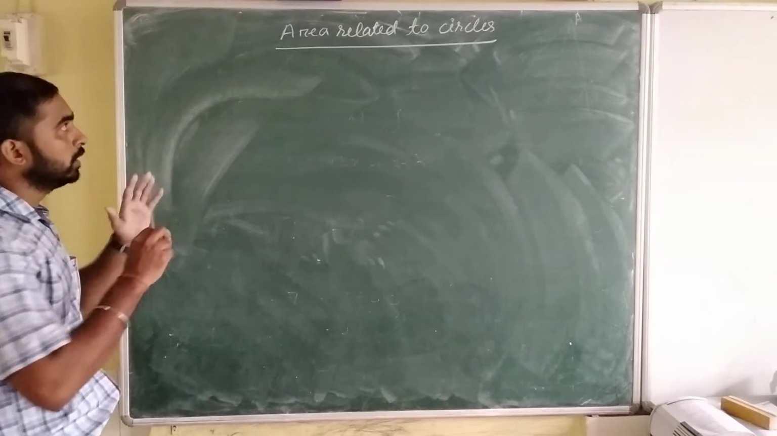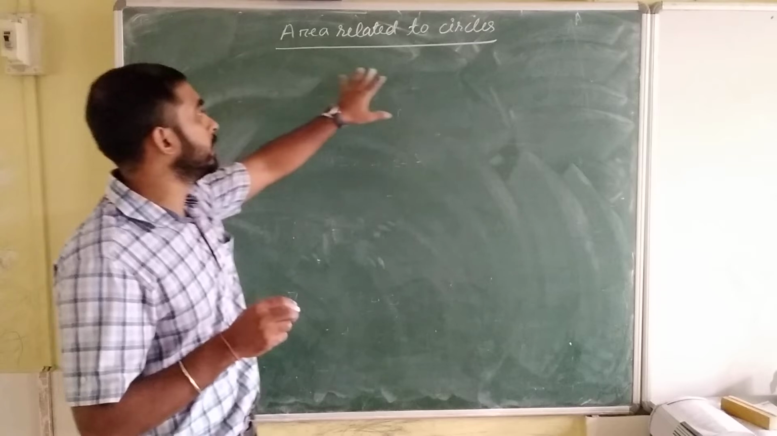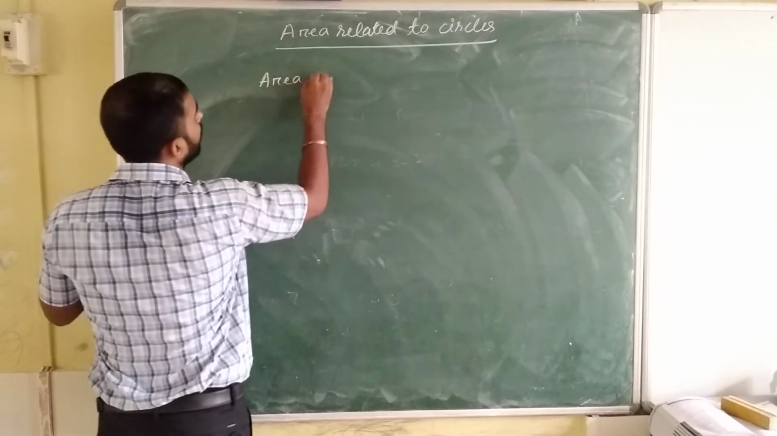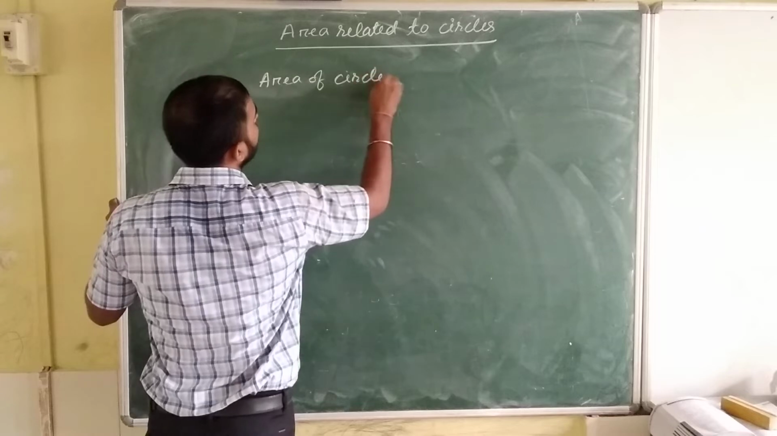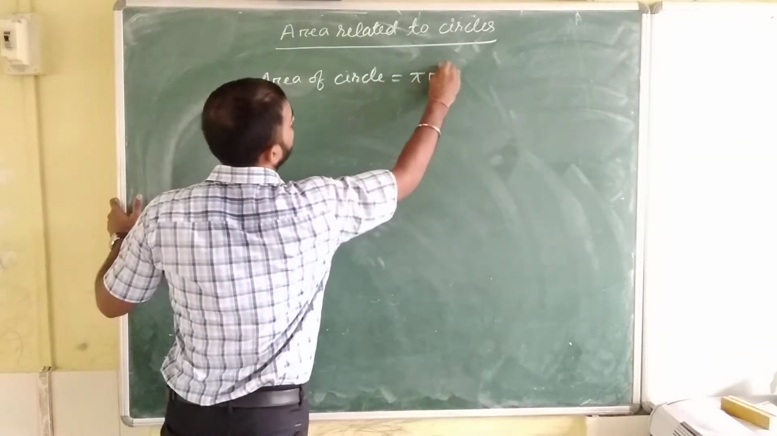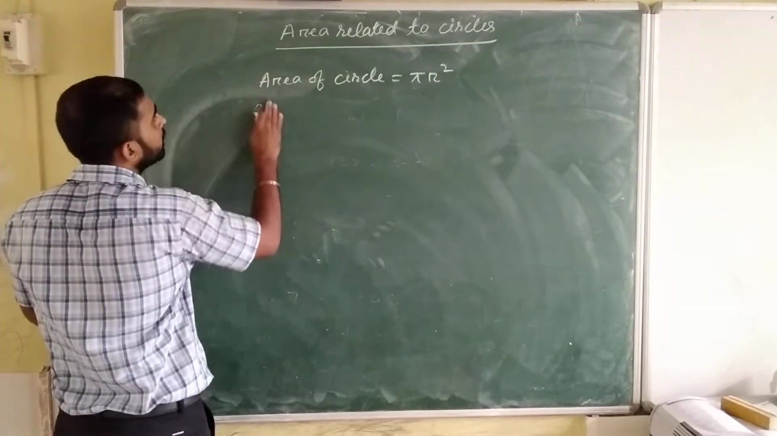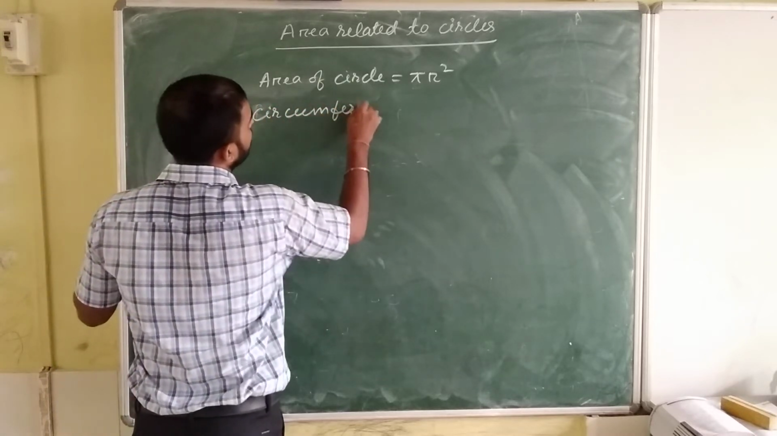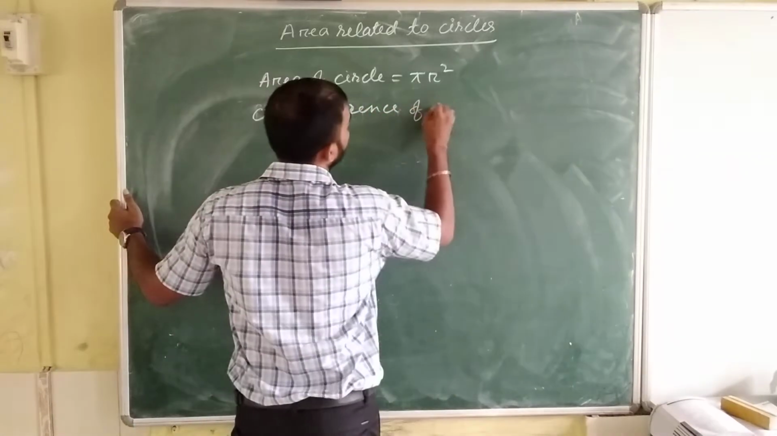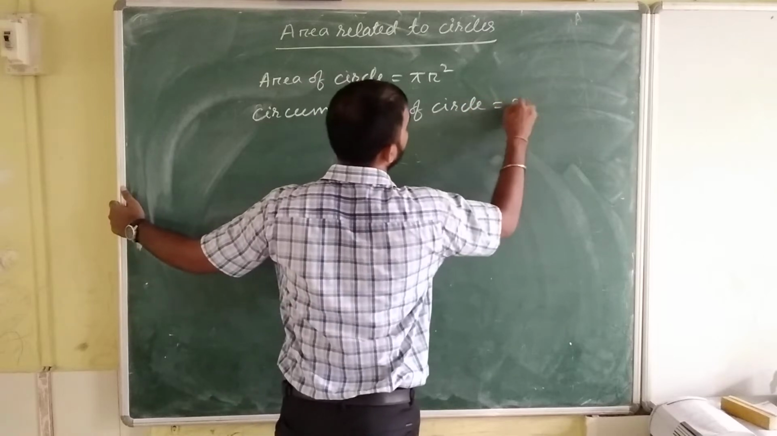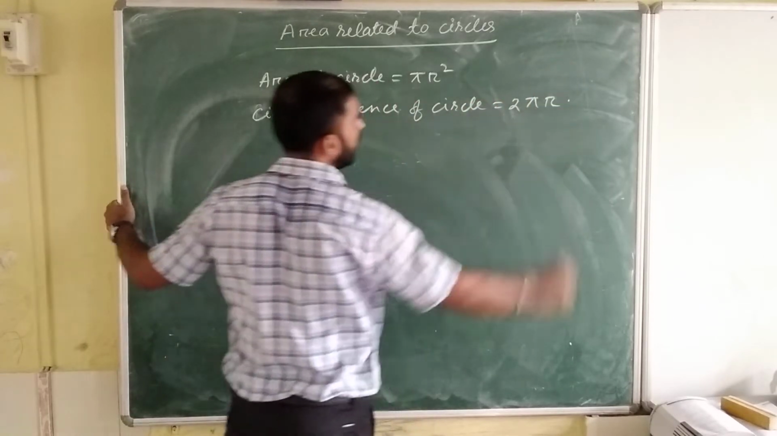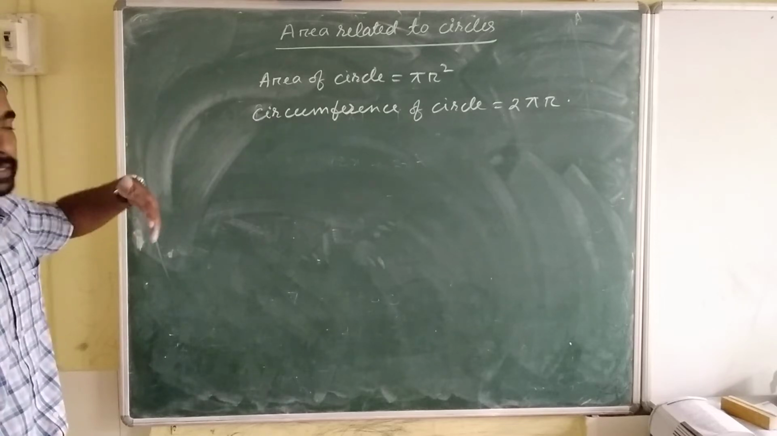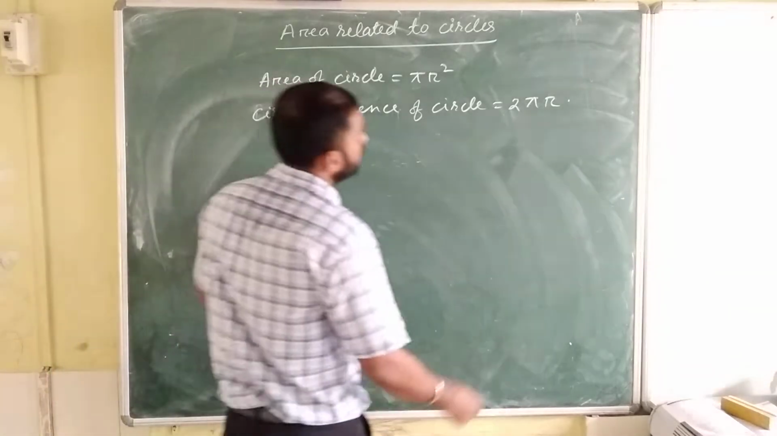So first of all, the basic thing is: what is the area of a circle? Area of a circle, we all know, is pi r square. Then circumference of a circle equals 2 pi r. This is the basic thing we already got from class 6 or 7 onwards.